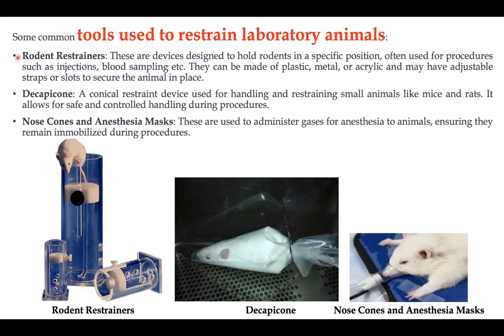The first one we have mentioned here is the rodent restrainers. This is the picture of rodent restrainers, and as you can see, there are some holes here, and here is a cap-like structure inside. This cap-like structure, we can move it upward and downward, so that the space under the cap can be extended and squeezed.